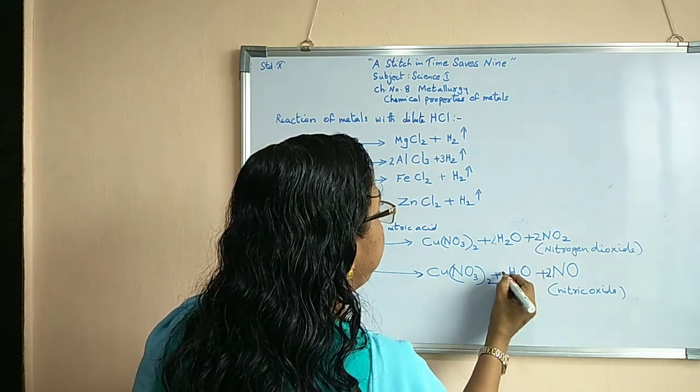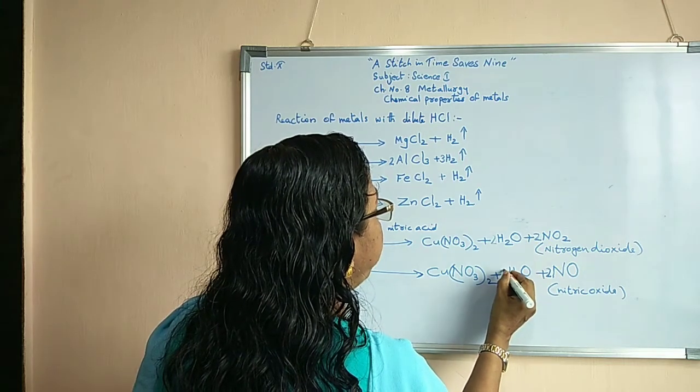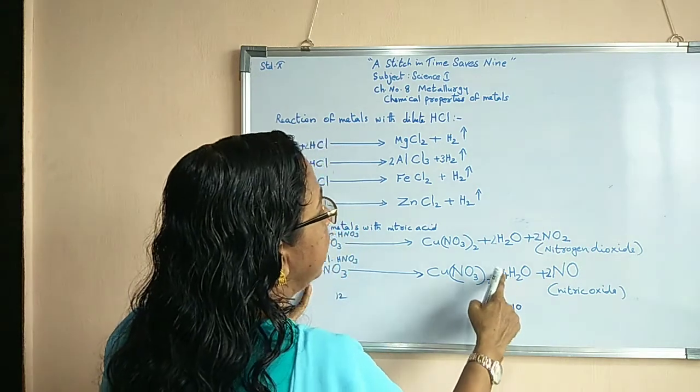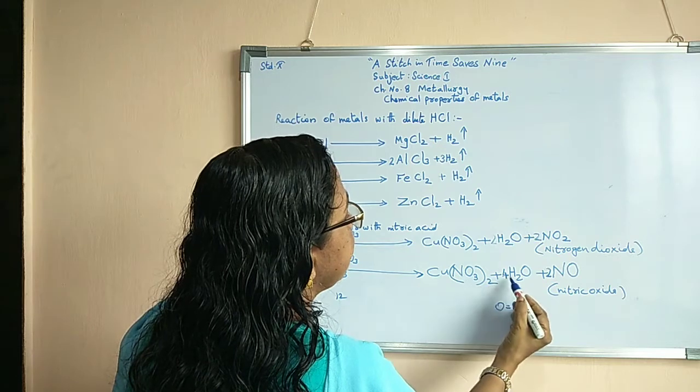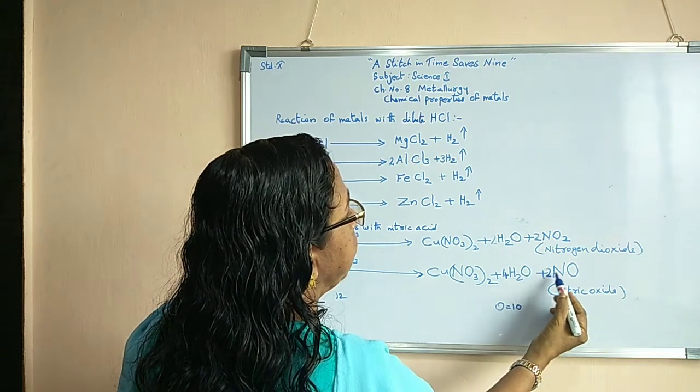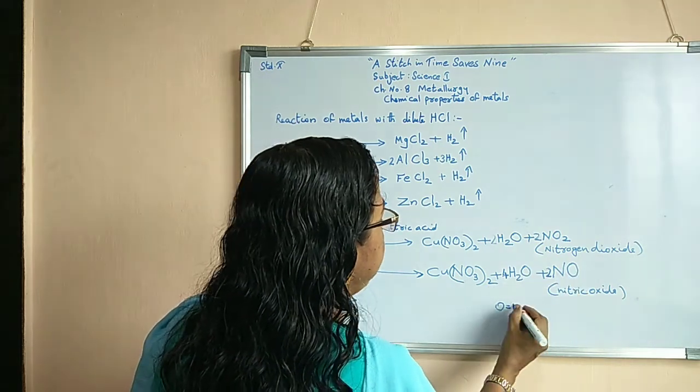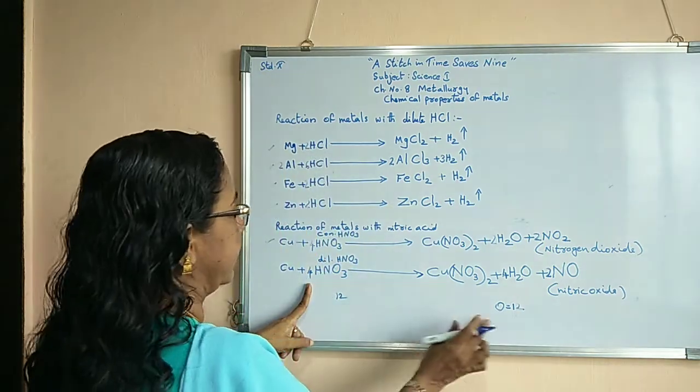2 more oxygen's number we want to increase. So I am making here now 4. Before here 2 was there. I made now 4. So oxygen's number, let us see now. 3 2s are 6. 6 plus 4, 10. 10 plus 2, 12. Oxygen's number became now 12 both the side.